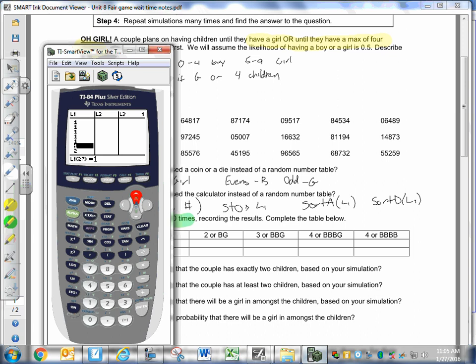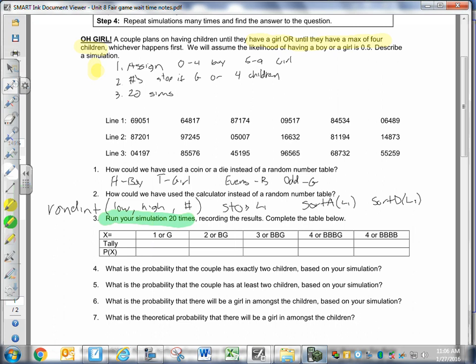Sort is under stat. Sort A is sort ascending, from lowest to highest. Sort D is sort descending, okay? And we'll use sort A and sort D in a little bit, but for right now we don't need it. But now we can see our calculator helps us. Ones and twos instead of zero through fours and five through nines makes it easy.